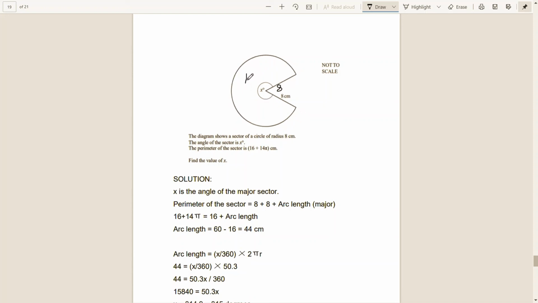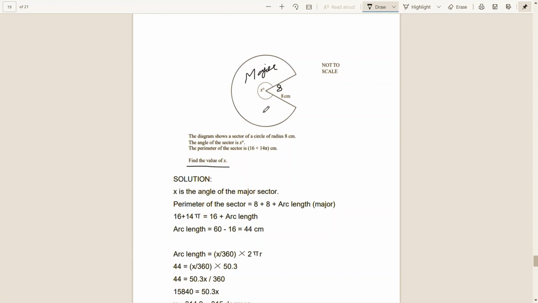This sector is the major sector. What we were doing in the previous questions was solving the minor sectors, these types of sectors, where we were given these two radii, this arc length, and this angle. So this was the minor sector, but now we have the major sector to be solved. Right? Now find the value of x.